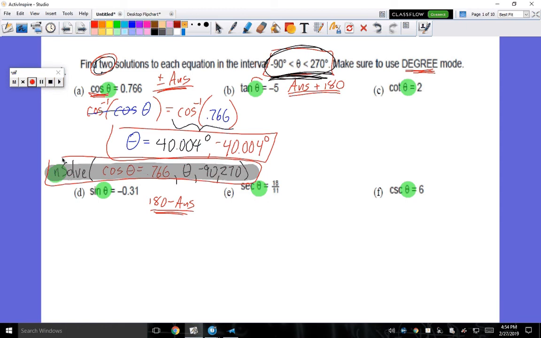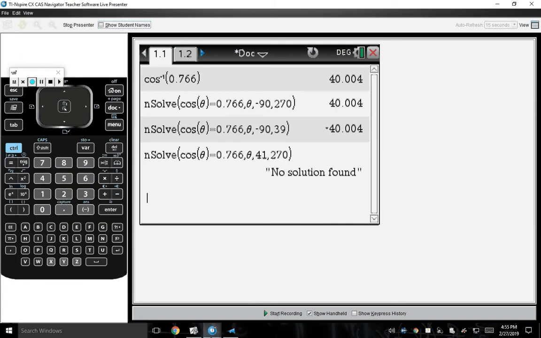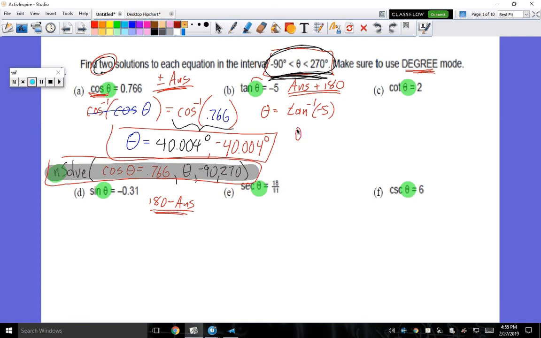Alright, so let's go ahead and move on to B. So B, we're going to take the arctangent of -5 on both sides. So this is really all we're wanting to find. And if I go to my calculator and just find the arctangent of -5, otherwise inverse tangent of -5, we get -78.690.